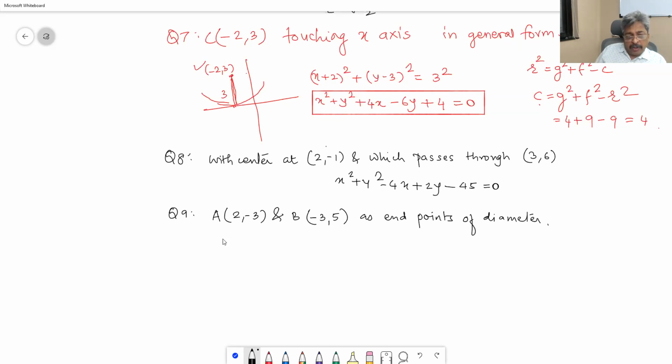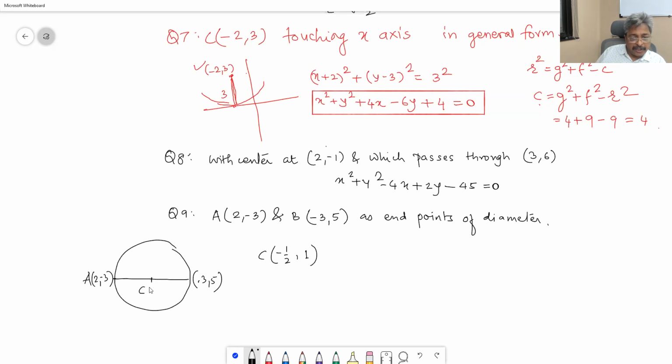If AB is the diameter of a circle, then the center we can easily find out. Now we know the section formula, and it is a midpoint. So the center is going to be (-3 plus 2) upon 2, which is minus half, and (5 minus 3) upon 2, which is 1. Is that correct? So the center is this point C, (-1/2, 1).